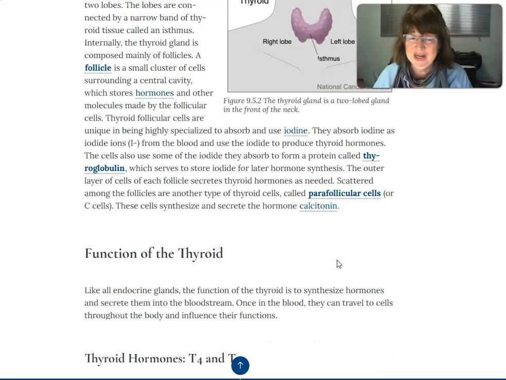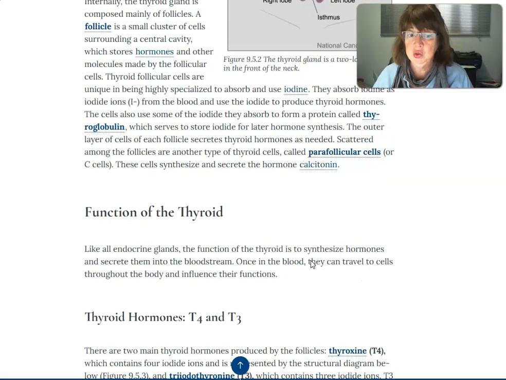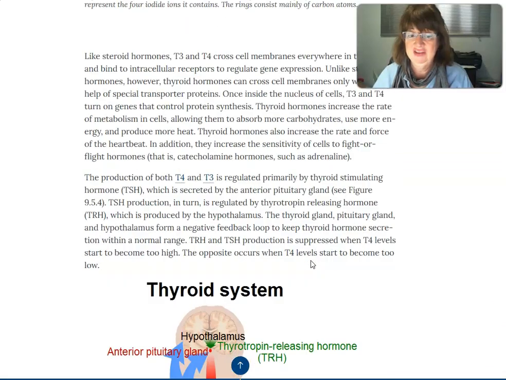Now, the thyroid actually has a second set of cells to it, the parafollicular cells, which are around, para meaning around, they're around the follicles. And the parafollicular cells release this hormone called calcitonin. Calcitonin is a hormone that will be triggered when there's too much calcium in the blood, and it will put it back into the bone. So I remember that as calcitonin, calcibonin. Put the calcium into the bone. So that is the function of the thyroid.